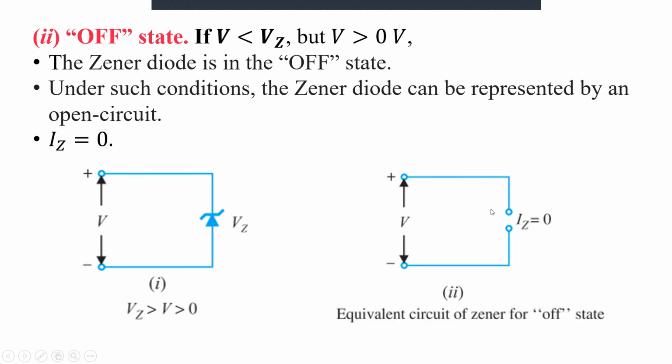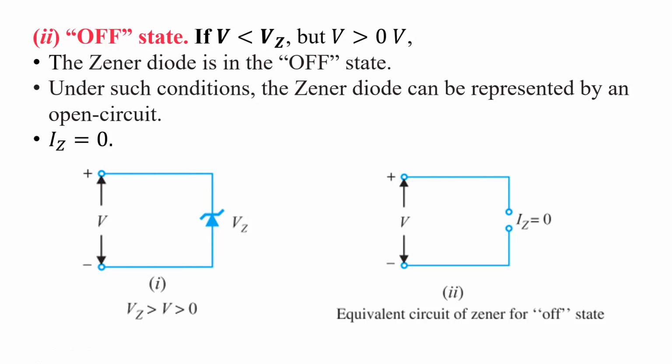Off state means there is no flow of current. On state means there is a flow of current. So these are the two states of the Zener diode identified based on the applied reverse biased voltage. If the reverse biased voltage is greater than Vz, the Zener diode will be in the on state with constant voltage.